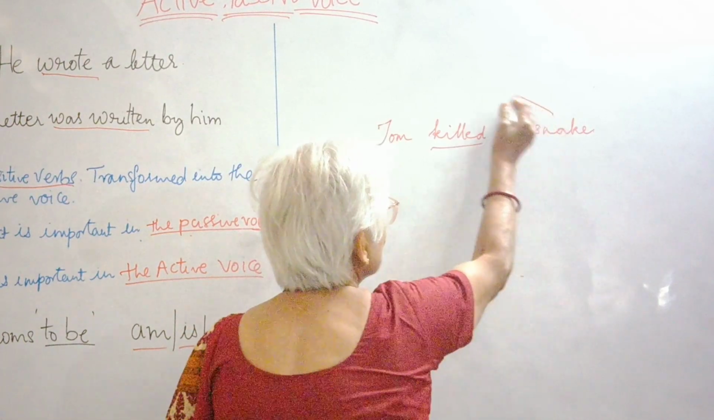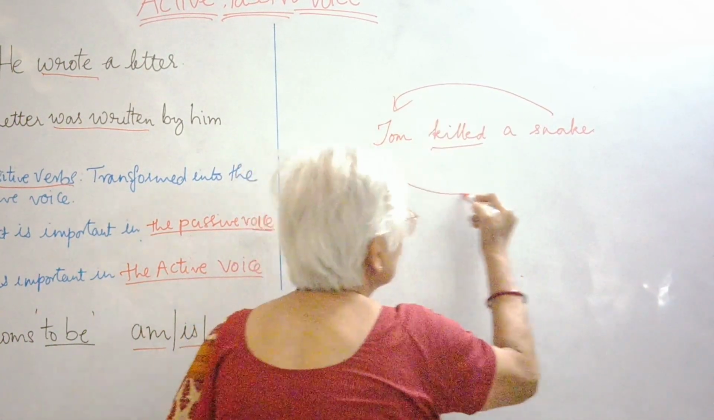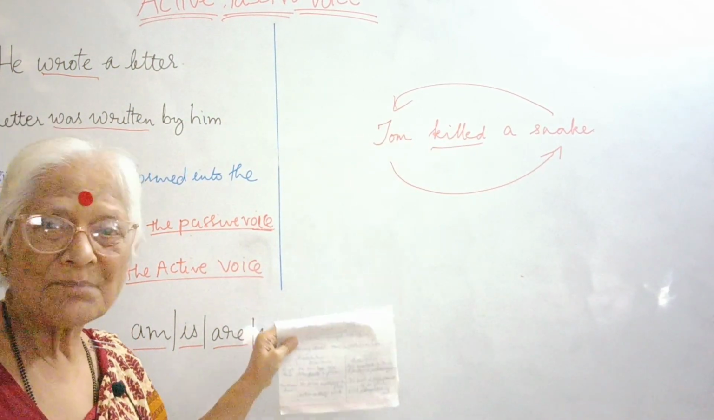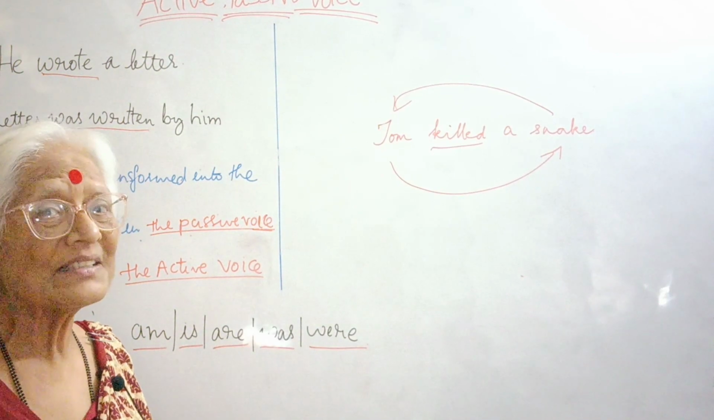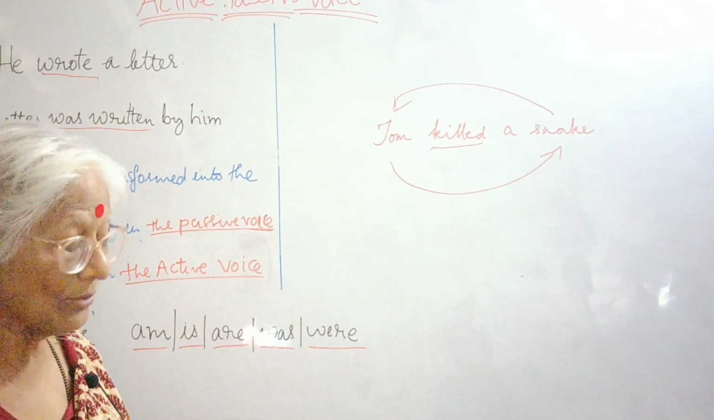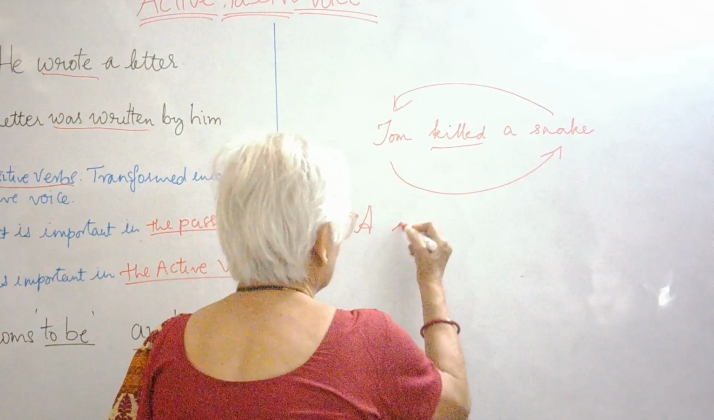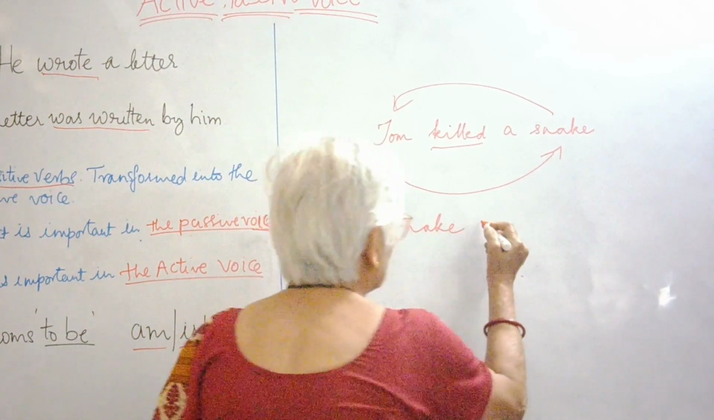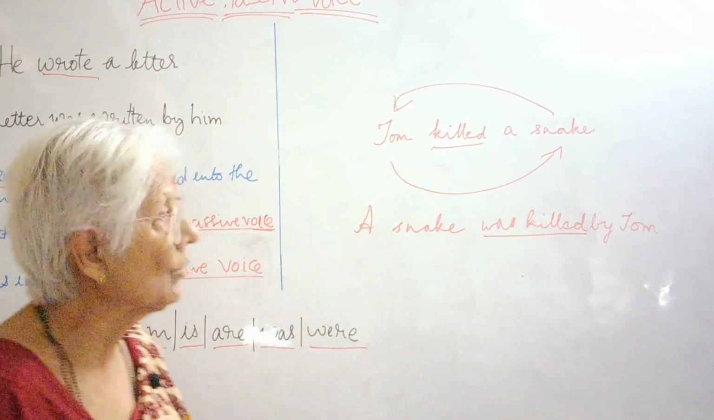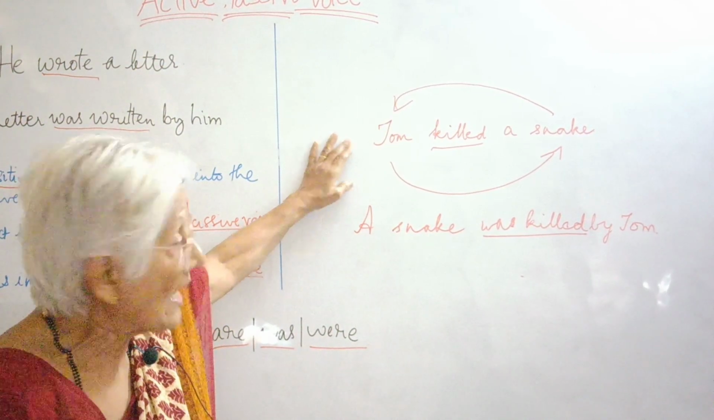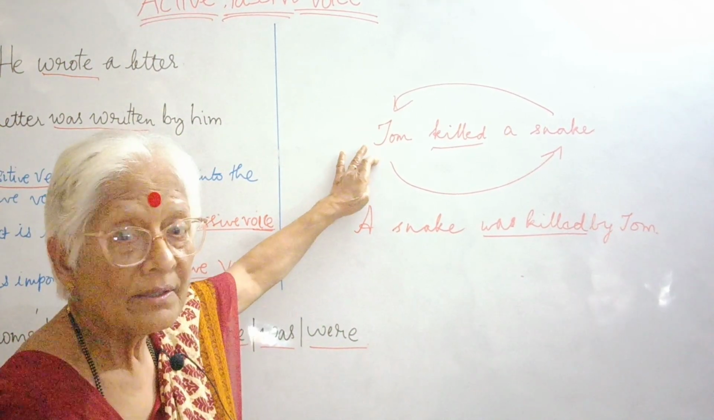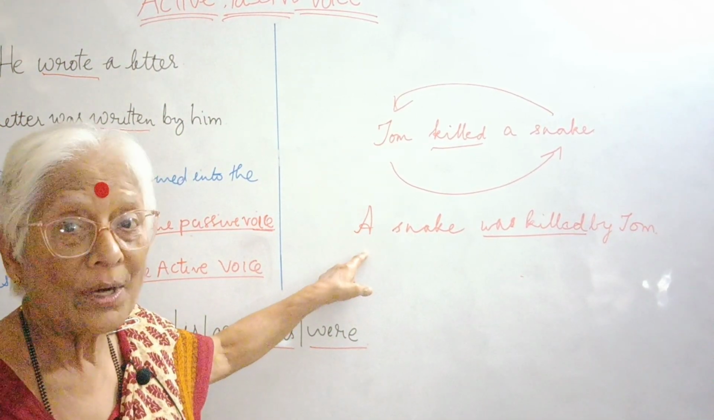Now when I make a change, a shift in the subject and the object, how will I rewrite the sentence? A snake. Very good. Was killed. Very good. By Tom. So the earlier sentence is in the active voice and the second sentence is in the passive voice. Here Tom is the doer, and in this you find the snake is the doer.